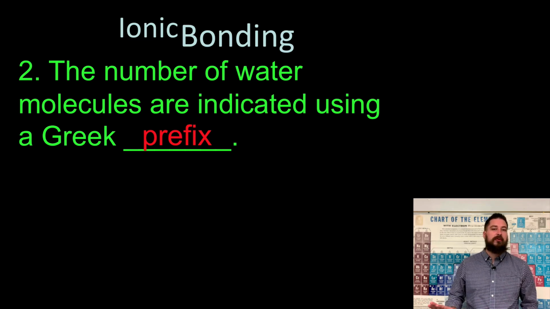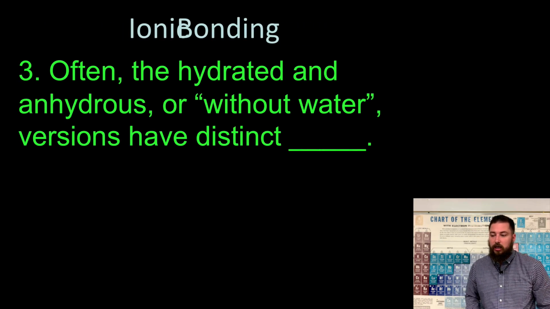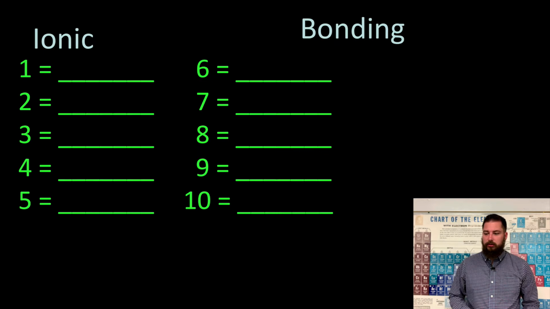We're going to learn about prefixes for covalent compounds a lot more, but essentially if there's 5 waters, we will say there's pentahydrate. If there's 6 waters, it's hexahydrate. And so we're going to learn those prefixes more for covalent compounds. Often the hydrate and the anhydrous, which means without water, will have different colors, and so they'll have distinct colors to them.